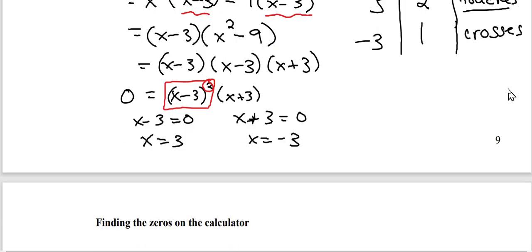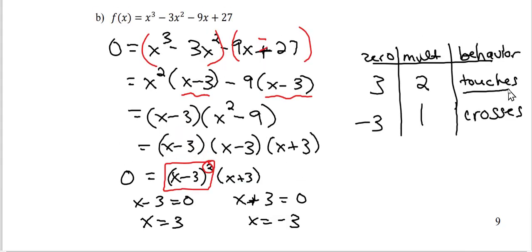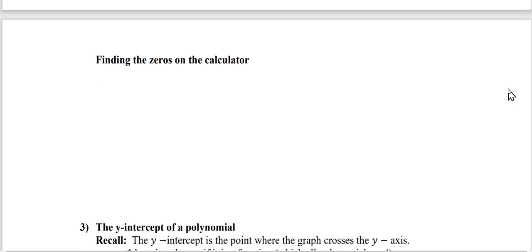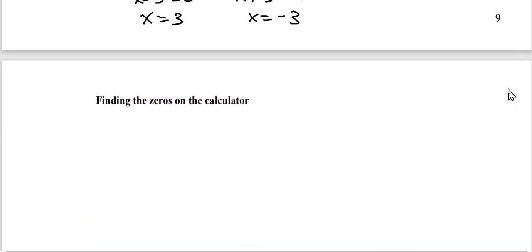That's how you study zeros of polynomials and what information they give you about the graph of the polynomial. I'm going to skip this space here on finding zeros on the calculator because we already did that. So if you need to review on that or more practice on that, just pause this video and go back, rewind to that point of the video.